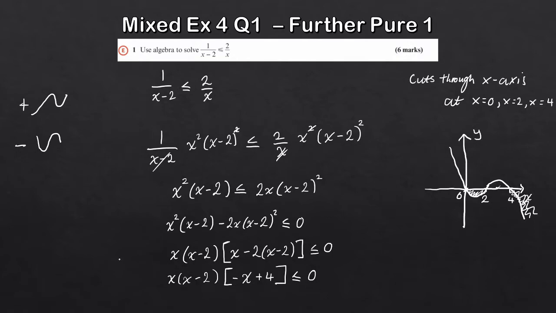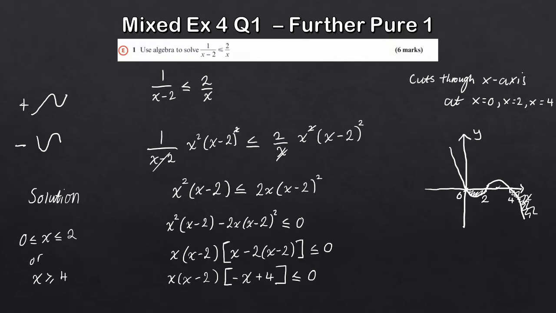So our solution is, we can write x between 0 and 2, like we can see here, or x is greater than or equal to 4. Okay, so them are our two solutions. You can write this in set notation if you really want, but I'll just write that, just to save time.